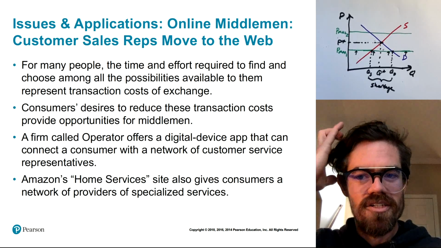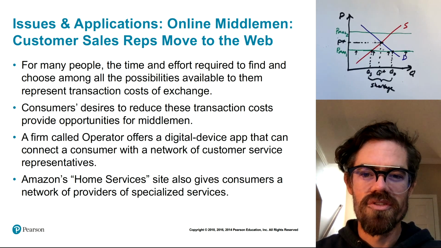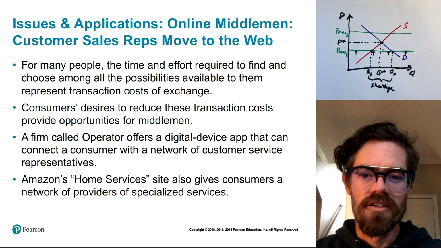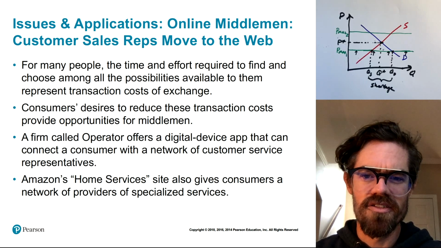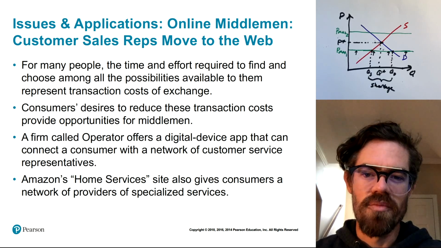All right, so let's go back to middlemen, which we talked about right at the beginning of the chapter. So for a lot of people, the time and effort required to find and choose among all the possible available items is represented by transaction costs, right? So we talked about that towards the beginning of this chapter. Now, consumers wish to reduce transaction costs, and this provides opportunities for middlemen or intermediaries. So a firm called Operator offers digital device apps that can connect a consumer with a network of customer service representatives. So this is an example of a middleman.